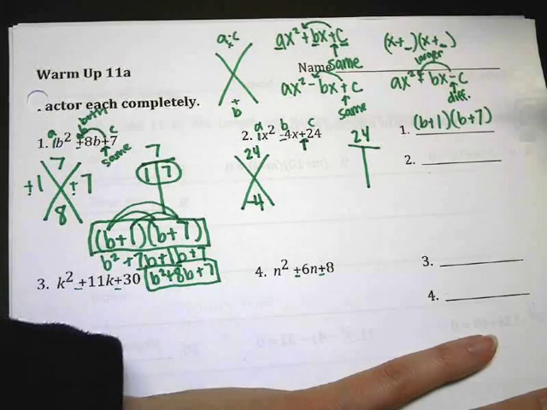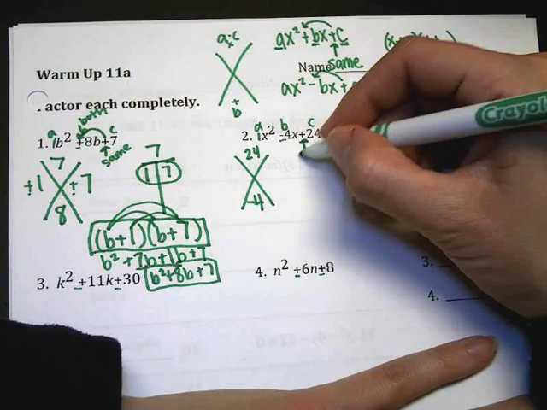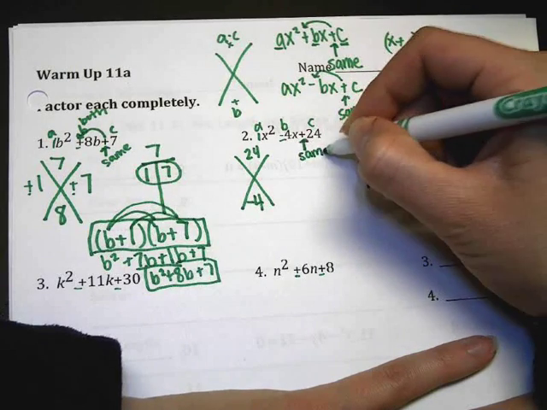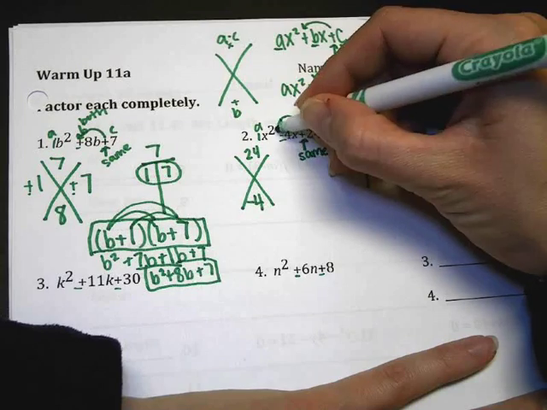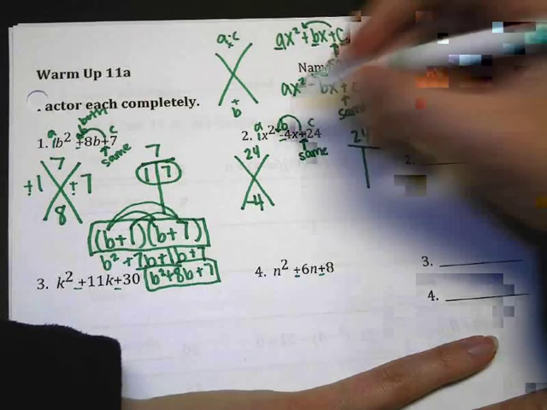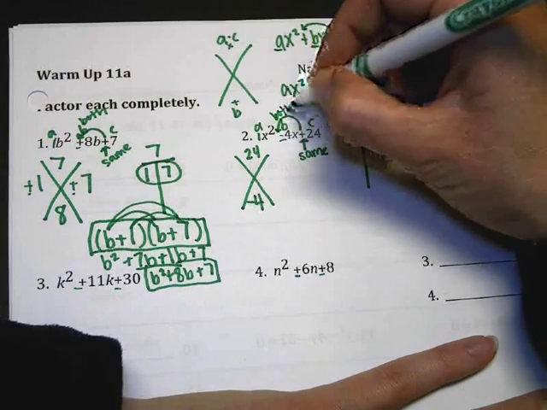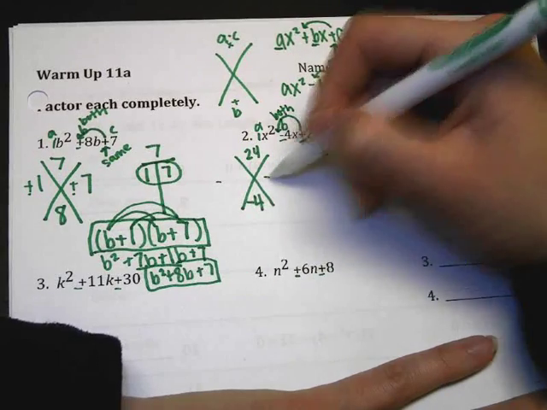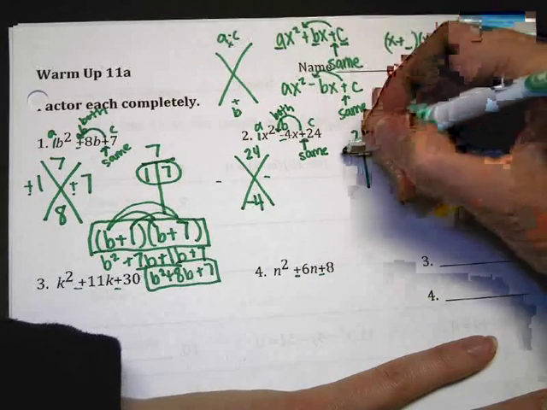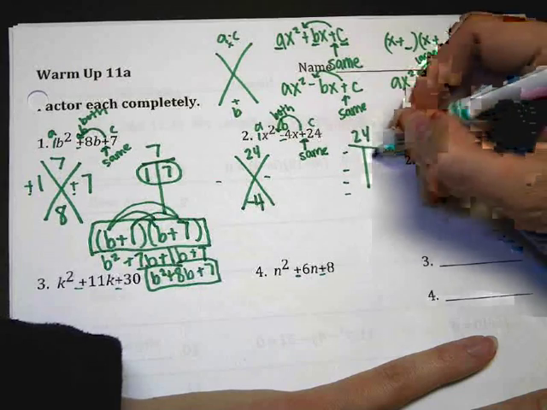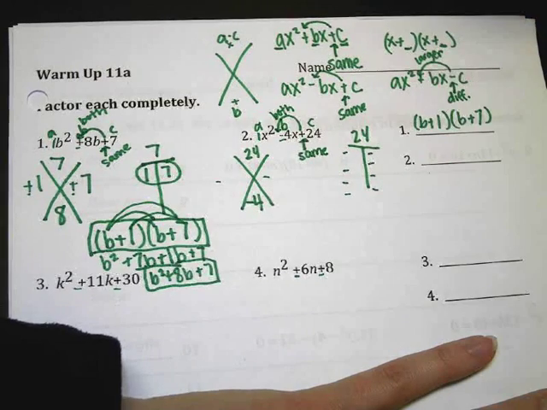The second sign is plus, so that tells me my signs are going to be the same. I look back here and it tells me both signs are going to be negative. So you can go over here and say both of those are going to be negative. You can go on your factor tree and make a bunch of negative signs. All of those numbers have to be negative.